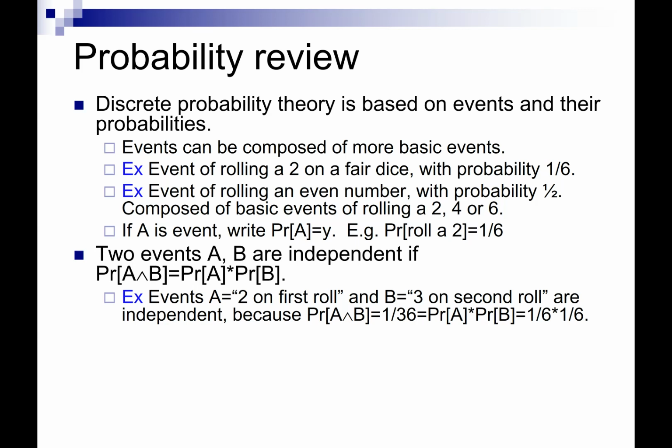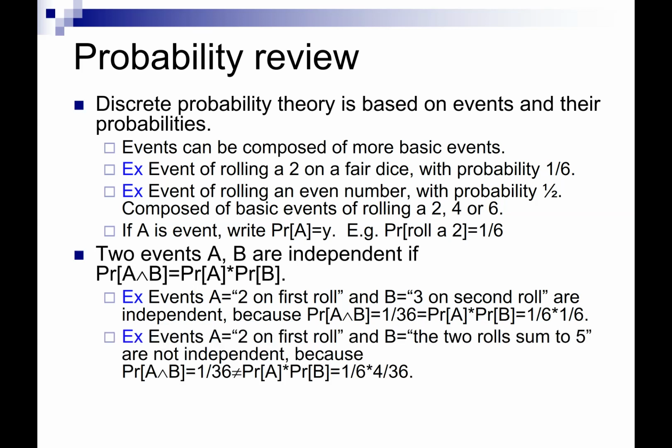To see this, consider the probability that I get both a 2 on the first roll and a 3 on the second roll. There's only one way for this to happen. On the other hand, there are 36 possible outcomes in total for rolling the die twice, because there are 6 sides. Therefore, the probability I get both A and B is 1/36. This is equal to the probability I get an A on the first roll, which is 1/6, times the probability of B, which is also 1/6. So these two events are independent.